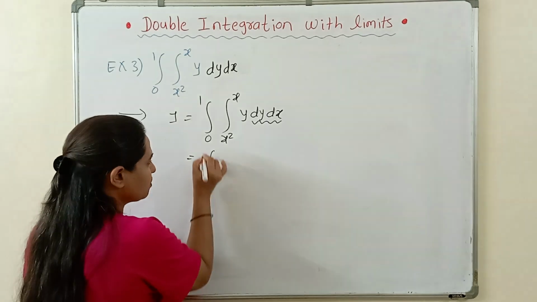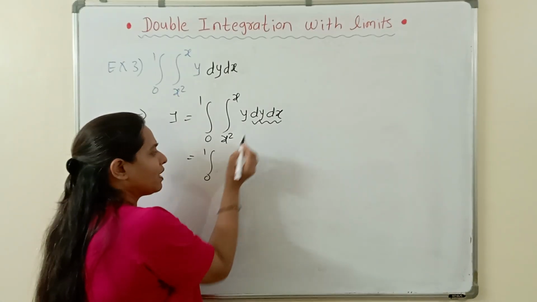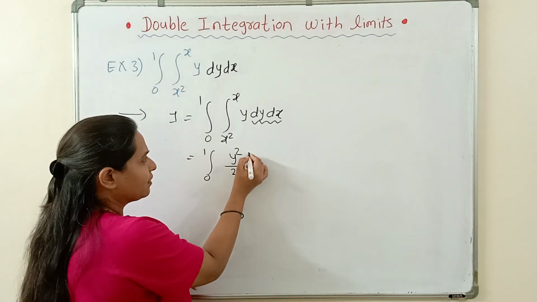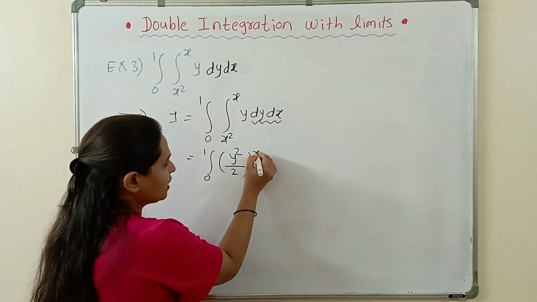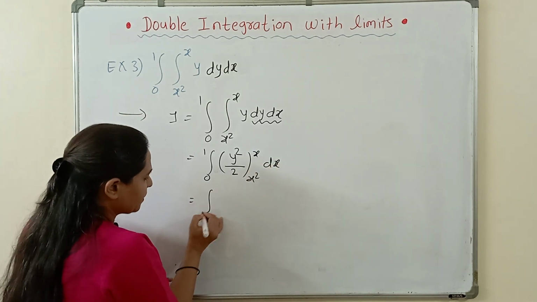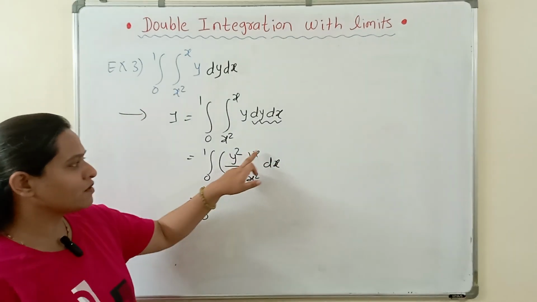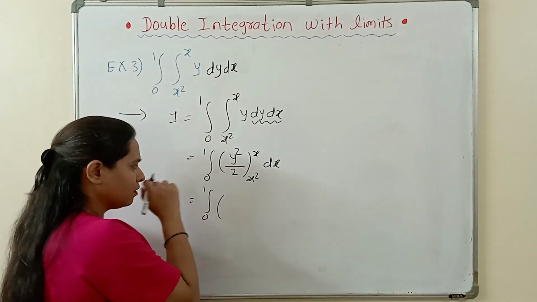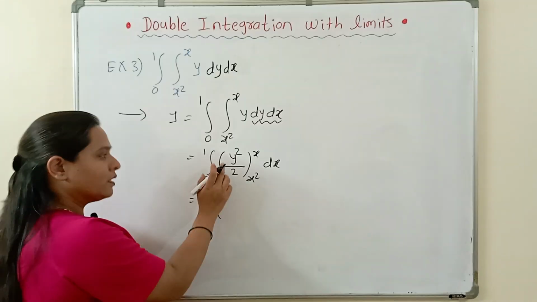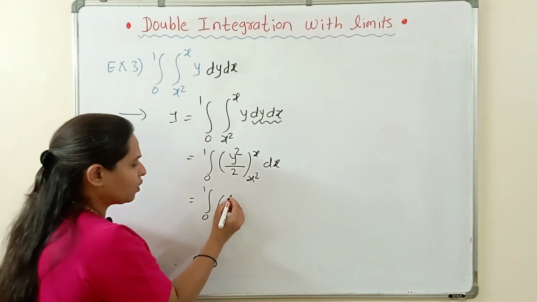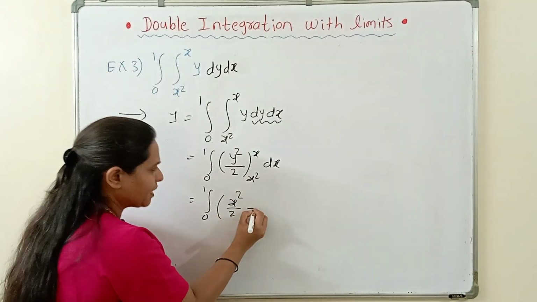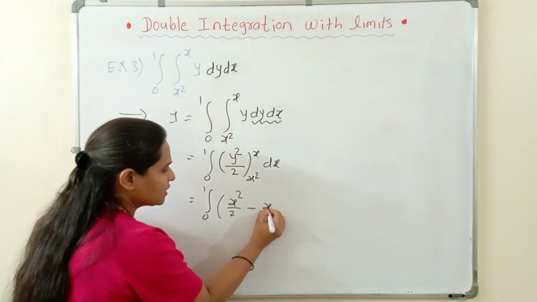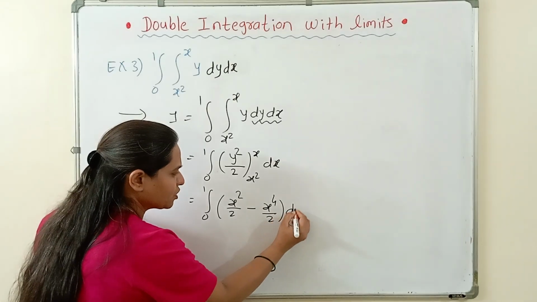So it will be what then? Integration from 0 to 1. Integration of y with respect to y will be y square divided by 2. The same power we have to write in the denominator, and then put the limit from x square to x, and then we will integrate with respect to x. Now here we have to replace y by the upper limit, then minus replace y by the lower limit. So when you replace y by the upper limit, it will be x square divided by 2, minus, when you replace y by the lower limit, it will be x square whole square. So it will be x raised to 4 divided by 2, and the integration with respect to x.